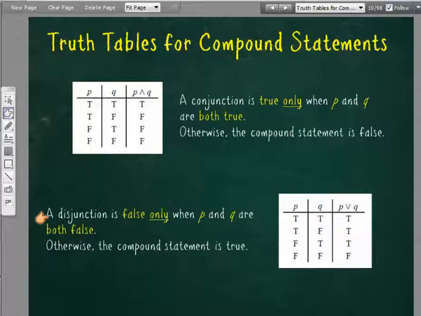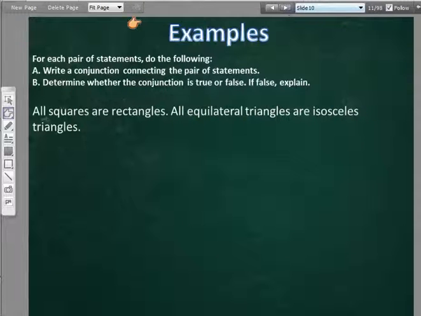So a disjunction is false only when P and Q are both false, and you can see that right here. Otherwise, the compound statement is true. And y'all know things like this are always better with examples.